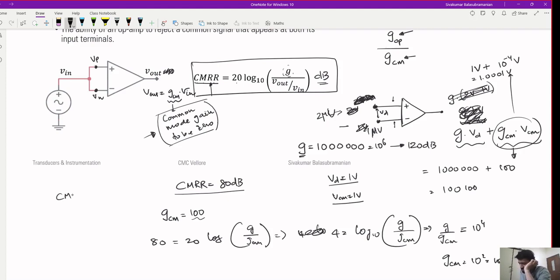Whereas if the common mode rejection ratio was infinite, okay, so instead of 80, let's say the common mode rejection ratio was 20. What will be the output in that case? Let's assume the input is 2 microvolts and 1 microvolt respectively.